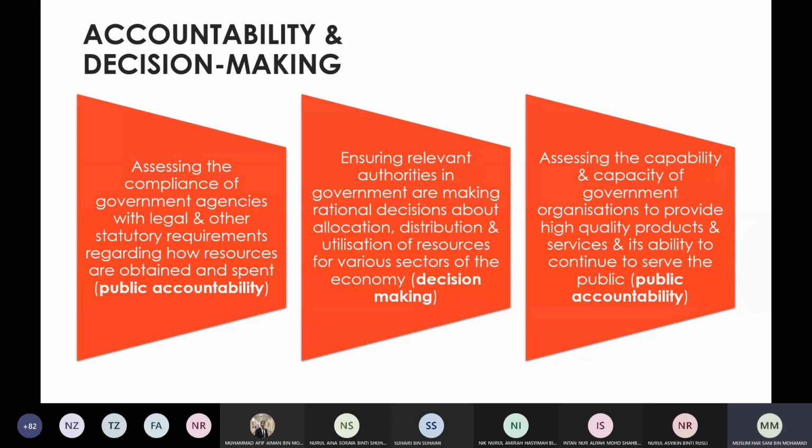Assessing the capability and capacity of government organizations to provide high quality products and services, and their ability to continue to serve the public. Okay, so capability and capacity of government. Definitely the financial report provides a very strong, because it is audited, a good source of reliable information to tell the capability of the organizations, because at the end all the resources in terms of people, machineries throughout the country, all this can be translated into assets as well as level of expenditures that can be presented in the financial statements.